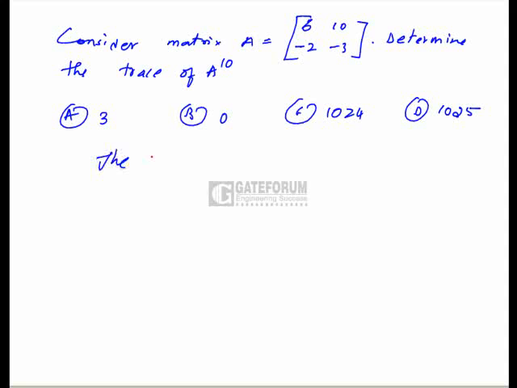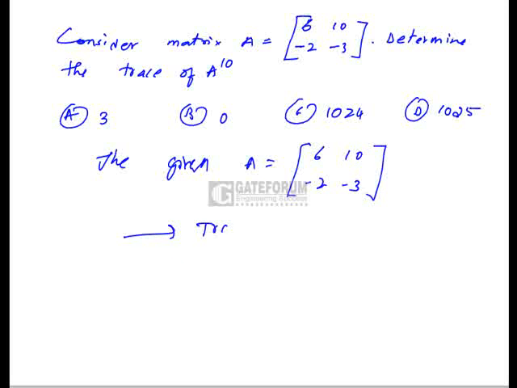The given matrix is A equals 6, 10, minus 2, minus 3. Now we have to find the trace of A power 10. First of all, let us see a property. If A is any matrix whose eigenvalues are lambda 1, lambda 2, lambda 3 and so on.